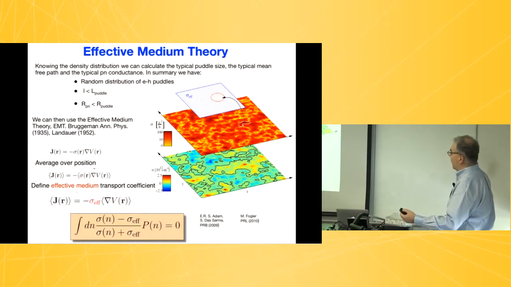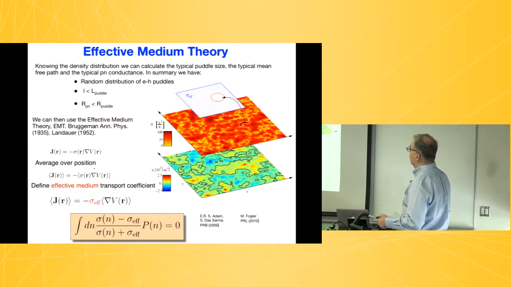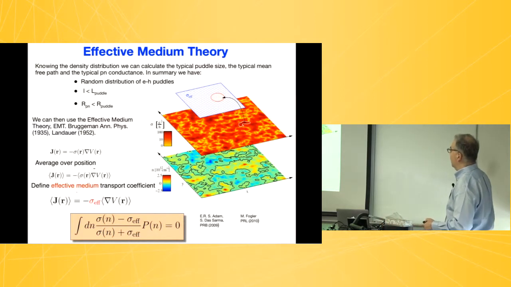So going back to the problem, now I want to calculate the transport properties of these. One way to do this is a semi-classical way: effective medium theory. The idea is the following. I have my profile for the density. Then, as long as the size of the puddle is larger than the mean free path, and the resistance between puddles is smaller than the resistance from scattering within the puddle, I can use this effective medium theory.